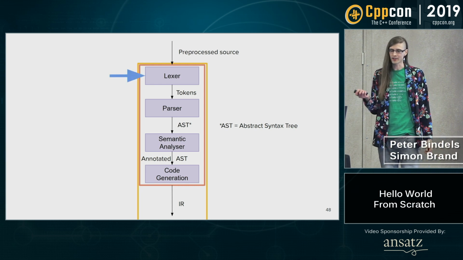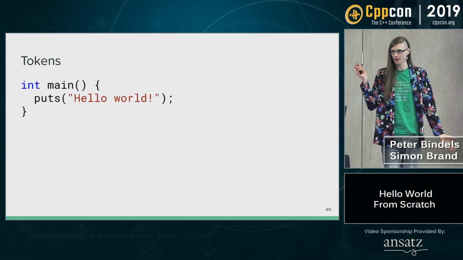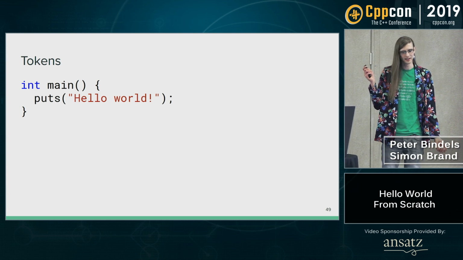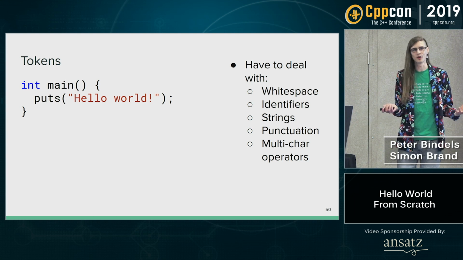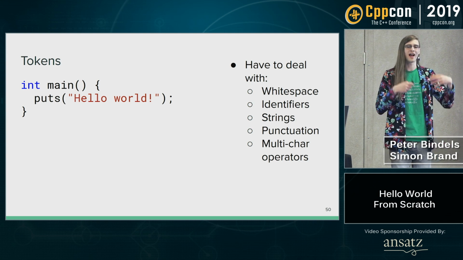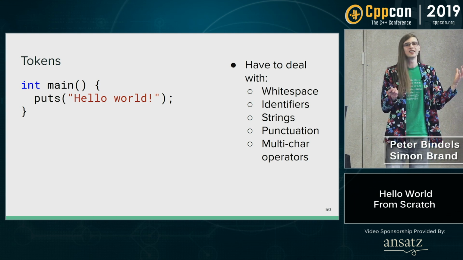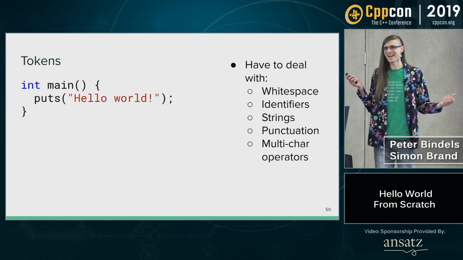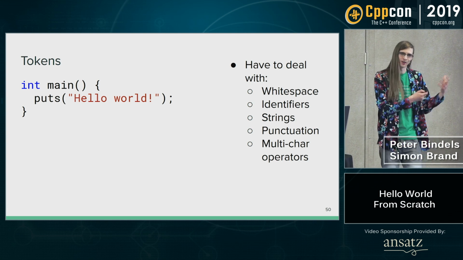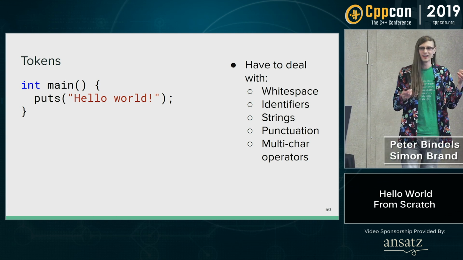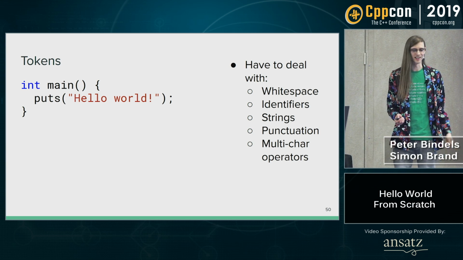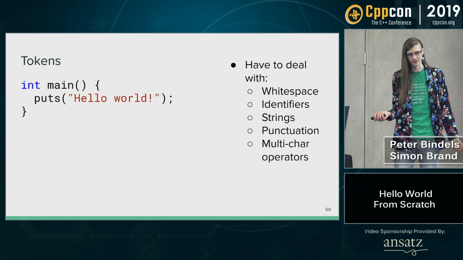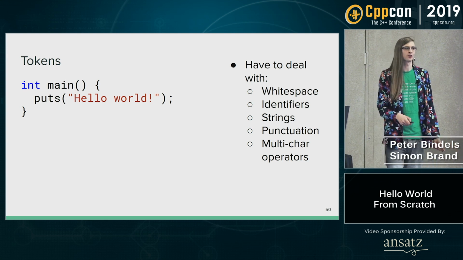So if we start off with a lexer, say we have our Hello World program, and we want to understand what this text means. We have a source language, which is C. We have a definition for what C is. So how do we understand what this program is trying to say? If we're trying to interpret the text, then we have to deal with a lot of really nasty things like white space, identifiers or strings, punctuation.